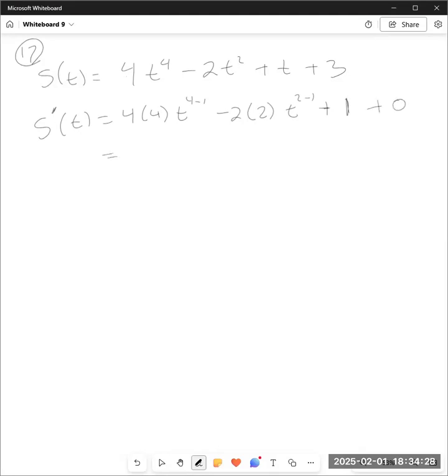So 4 times 4 is 16. T to the 4 minus 1 is 3. Minus 2 times 2 is 4. T to the 2 minus 1 is 1. Plus 1 plus 0 is 1.